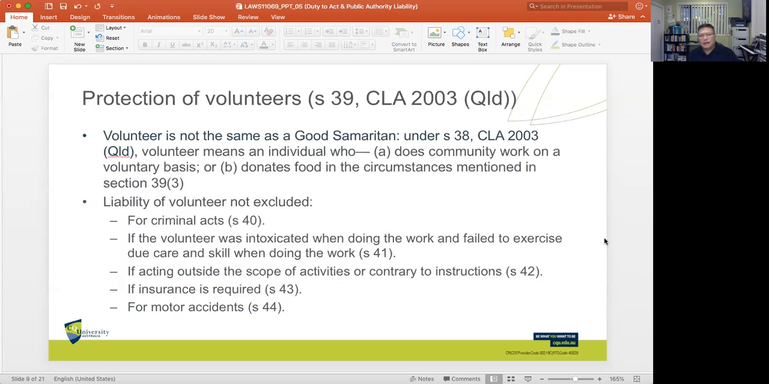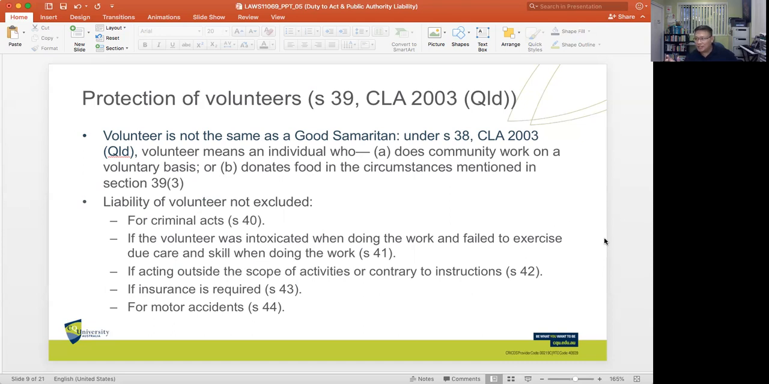Now, let's look at protection of volunteers in particular. I already mentioned that there is no Good Samaritan statute or statutory provision in Queensland. So what does it mean when there is a provision which says there's protection for volunteers? The volunteer under Section 38 of the Civil Liability Act is not equivalent to the Good Samaritan, mainly because under the strict definitions of Section 38, a volunteer is an individual who does community work on a voluntary basis.